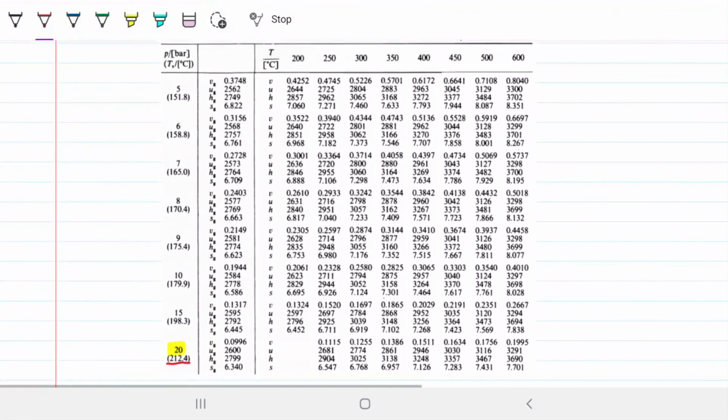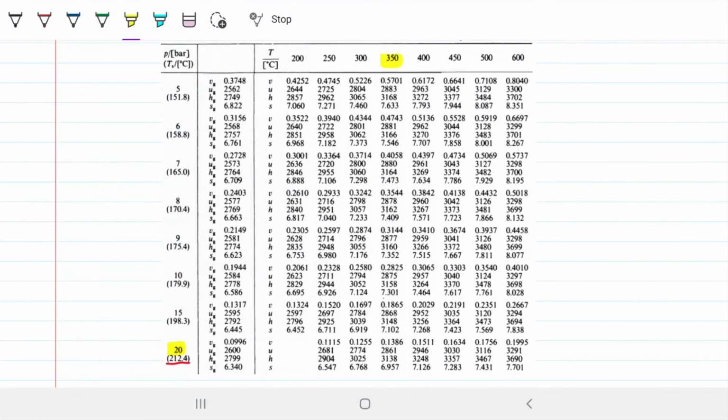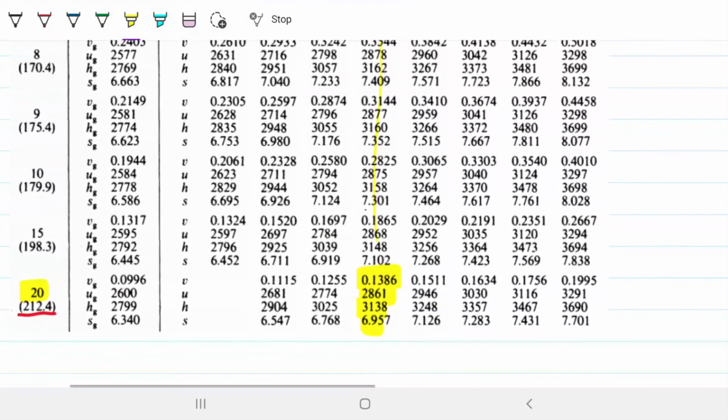So I'm interested in 350, this one here. Down the bottom, 350, I'm interested in these values here. And the one that I'm particularly interested in is the enthalpy, which is this one here. 3138. That's my second value right there.